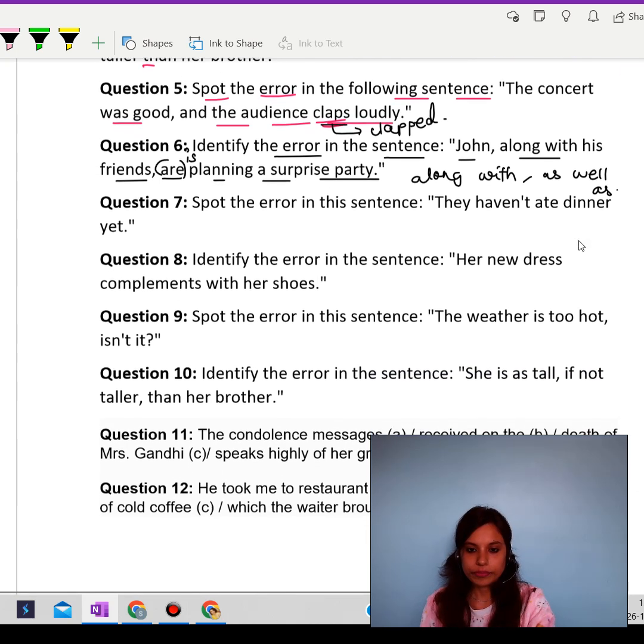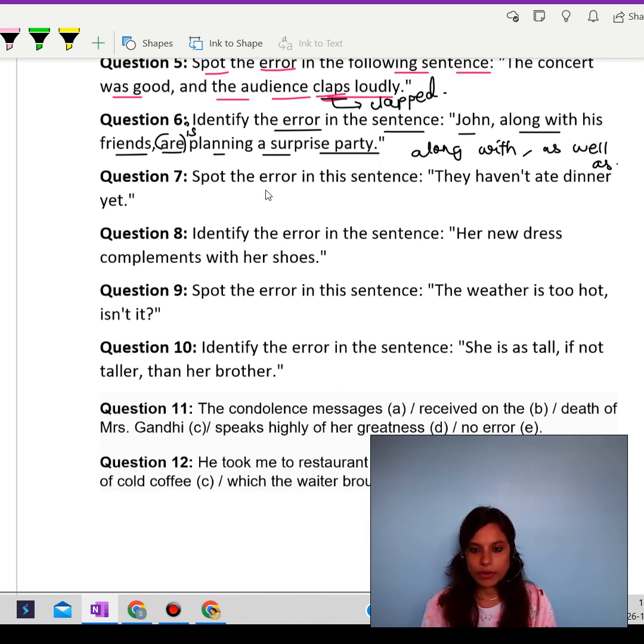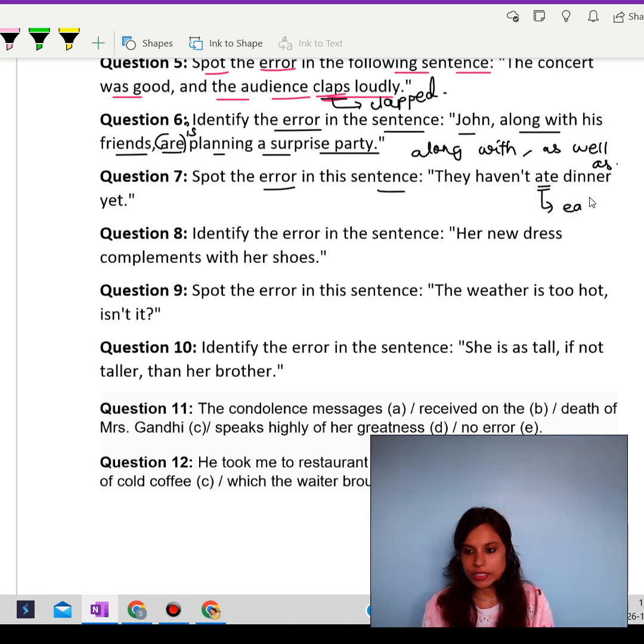Next, spot the error in this sentence. They haven't ate dinner yet. They haven't eaten dinner yet would be the correct word. They haven't eaten dinner yet.